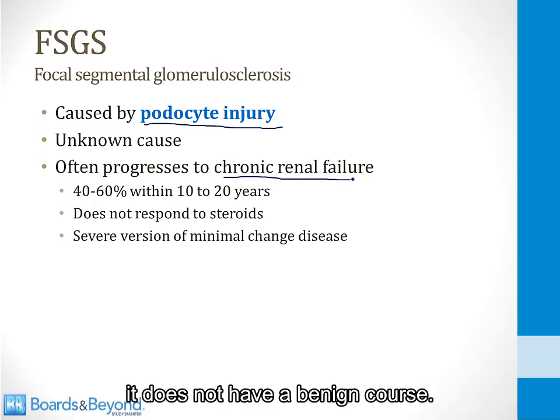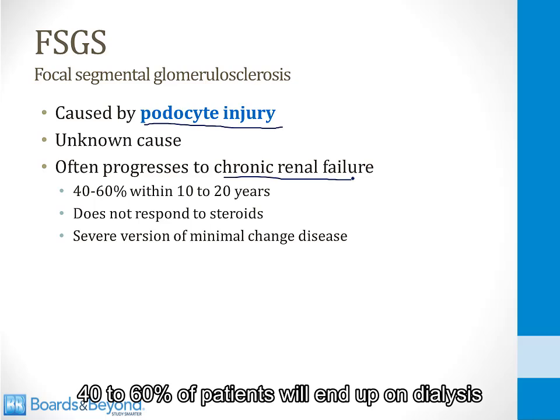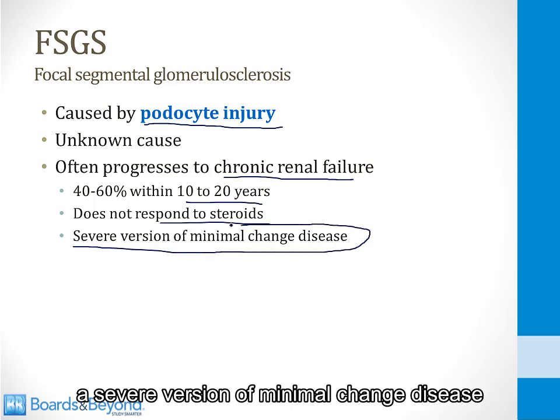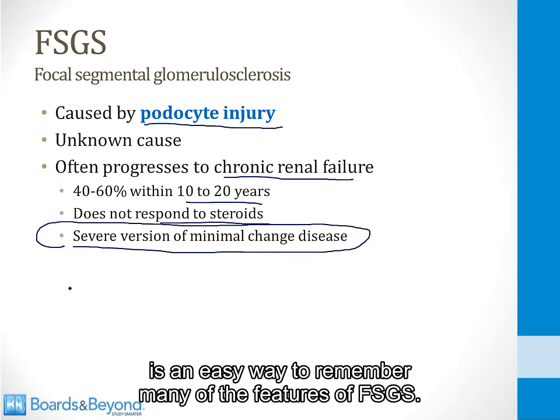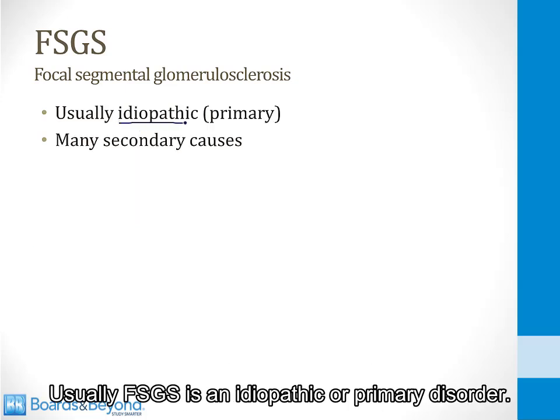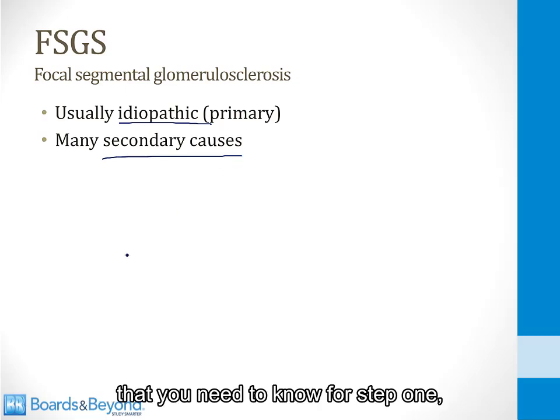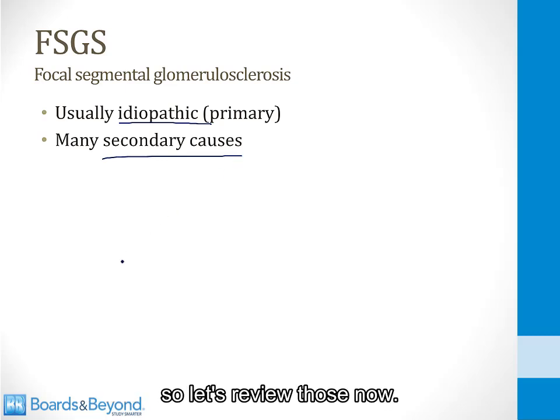It does not have a benign course. 40 to 60% of patients will end up on dialysis in 10 to 20 years. It does not respond to steroids. And as I just said, a severe version of minimal change disease is an easy way to remember many of the features of FSGS. Usually FSGS is an idiopathic or primary disorder. However, there are many secondary causes that you need to know for step 1, so let's review those now.